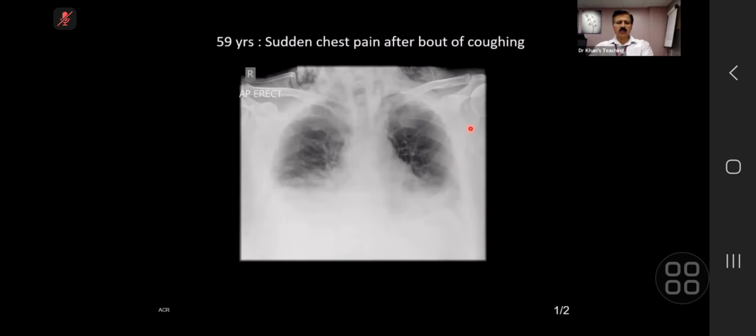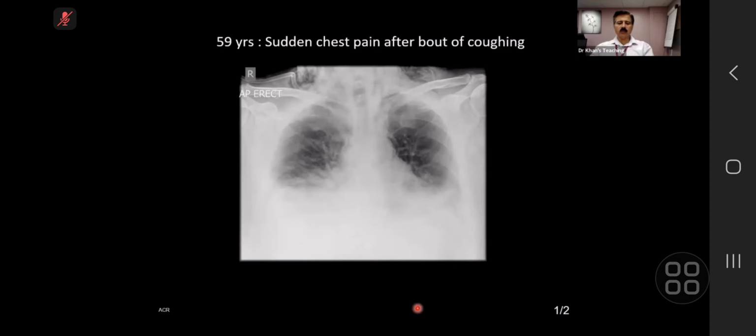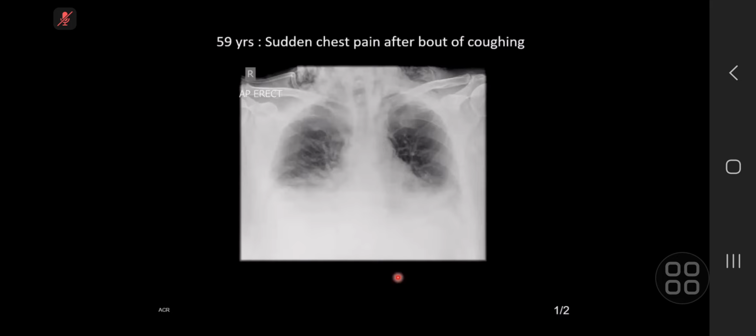Okay, sudden chest pain after a bout of coughing. What is your finding? Okay, so this is a frontal chest X-ray of a skeletally mature patient with a history of sudden chest pain after a bout of coughing. I can see subcutaneous emphysema on either side of the neck. I can see a subtle lucency outlining the aortic knuckle as well. Excellent, well done. So what is the conclusion? This is pneumomediastinum secondary to oesophageal tear or Boerhaave syndrome.